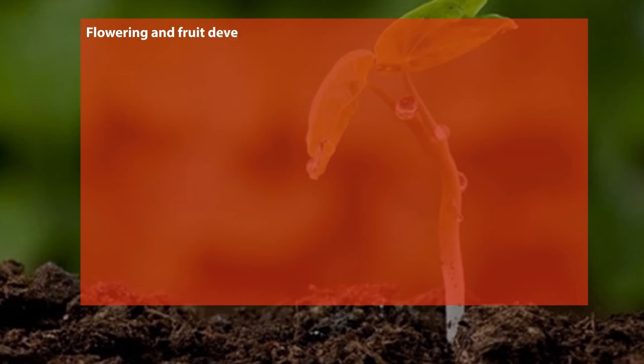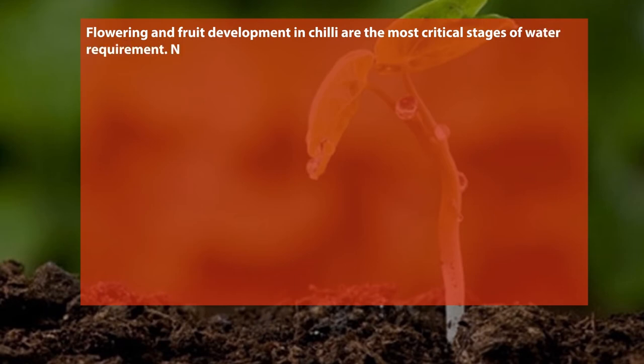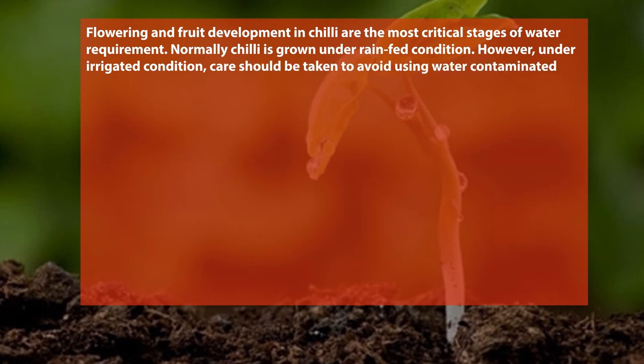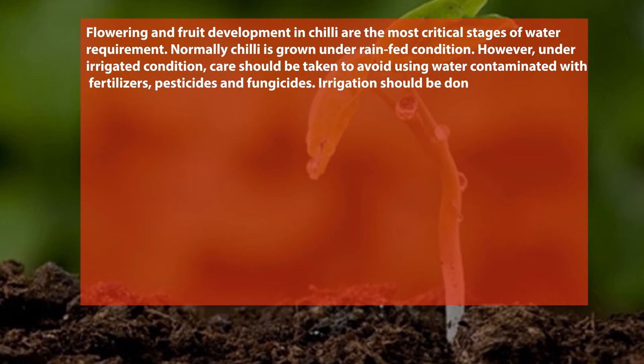Flowering and fruit development in chili are the most critical stages of water requirement. Normally, chili is grown under rain-fed conditions. However, under irrigated conditions, care should be taken to avoid using water contaminated with fertilizers, pesticides, and fungicides. Irrigation should be done judiciously.